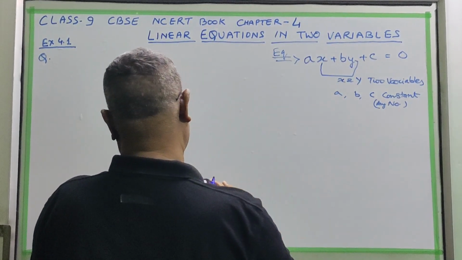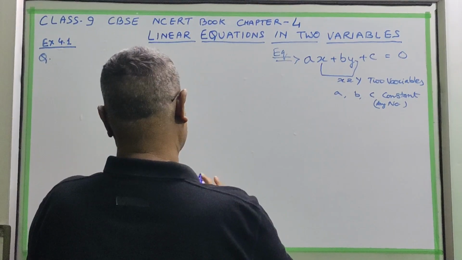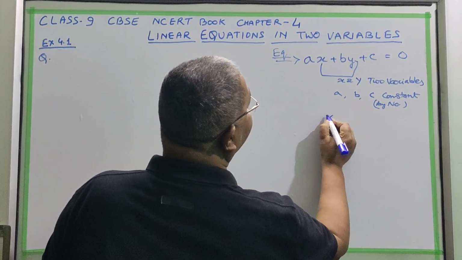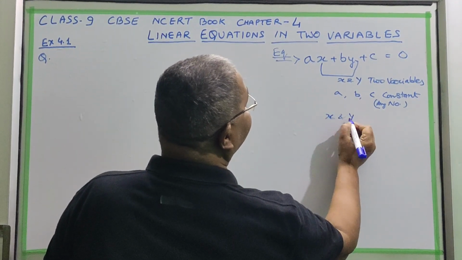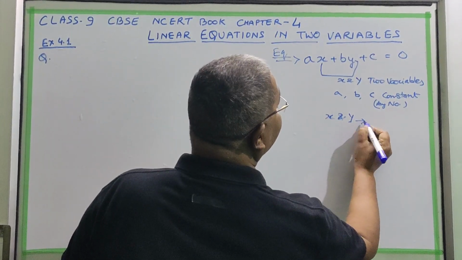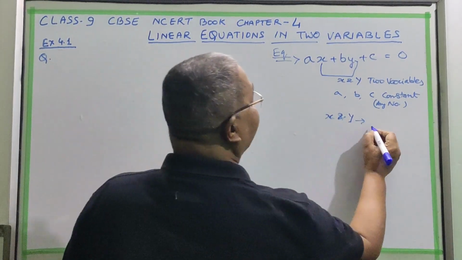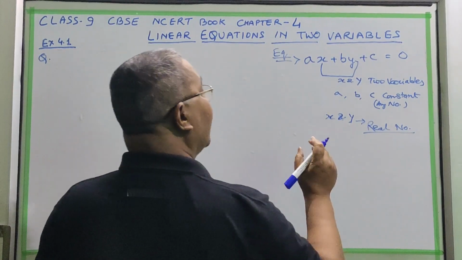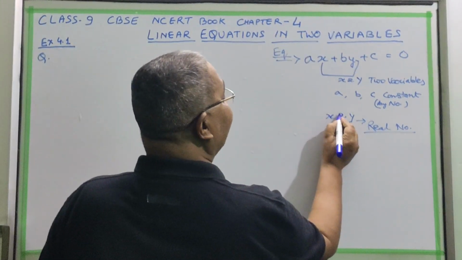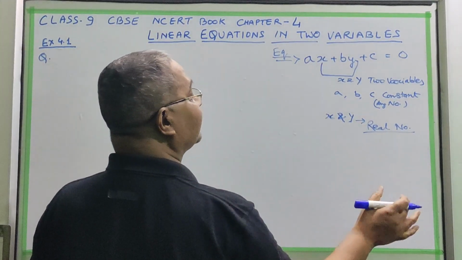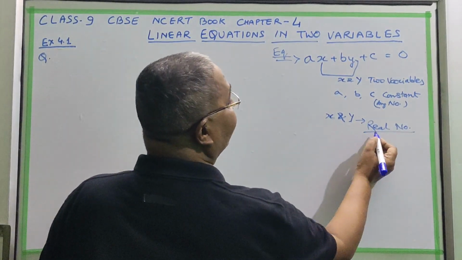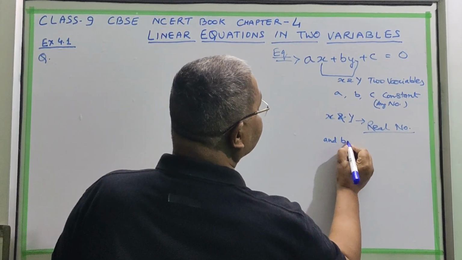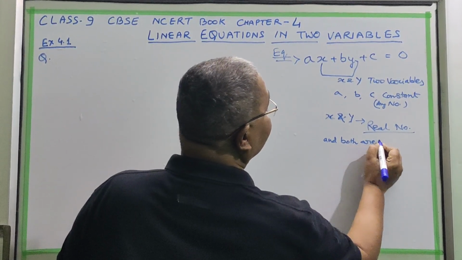But here one condition is there. Means the x and y, two variables, can be any number, means real number. Real number means all including 0, then rational number, irrational number, fraction, anything may come. So x and y can be a real number, and both are not zero.